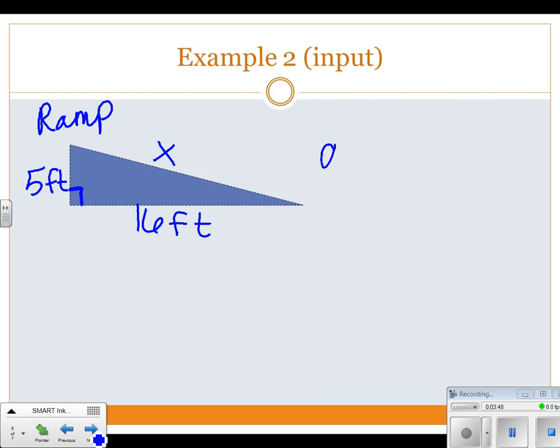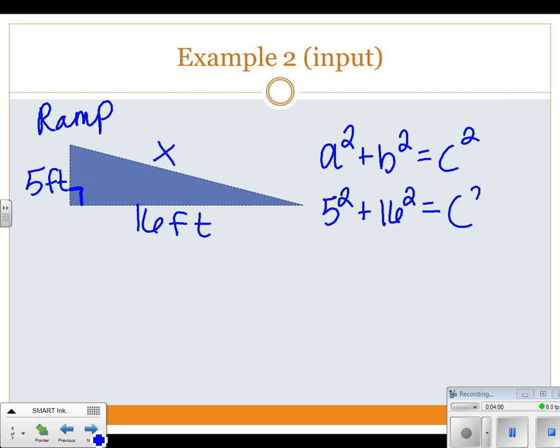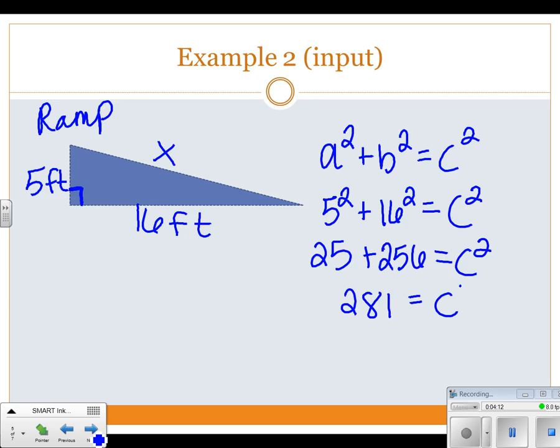So we have a squared plus b squared equals c squared. We'll say that the a is 5, the b is 16. We're looking for c, or x. 25 plus 256. So when we add 25 and 256, we get 281. And so we want to know what number squared is 281.